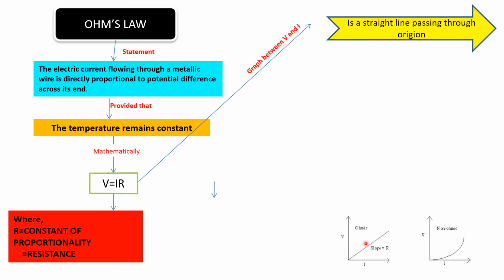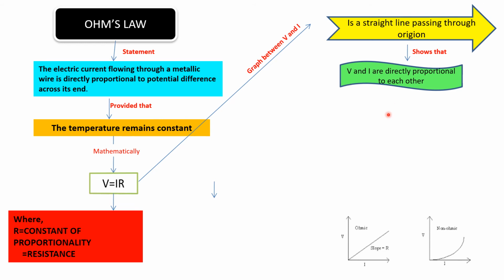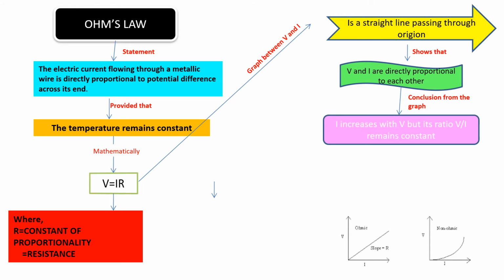Okay, so this graph for Ohm's law is a straight line that passes through origin. And what does this straight line show us? That V and I are directly proportional to each other. As the value of I increases, the value of V also increases. So the straight line suggests that V and I are directly proportional to each other.